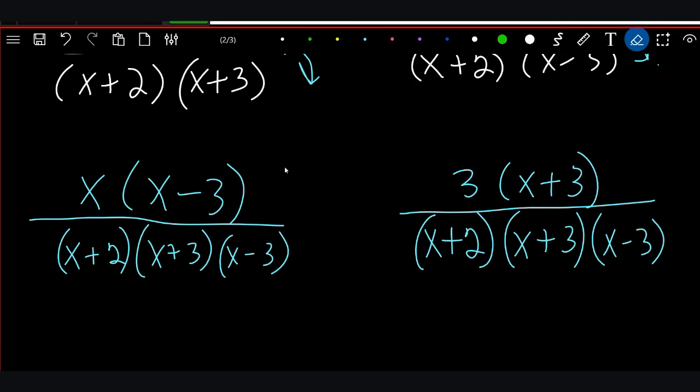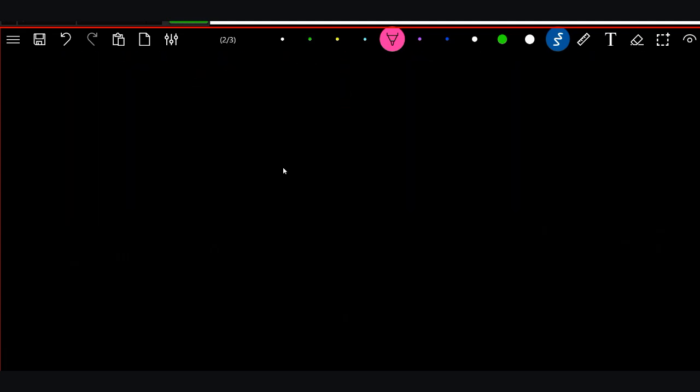X times x minus 3 over x plus 2, x plus 3, x minus 3. And then these are just separate. In the next lesson, we're going to be adding these. We're not adding right now. We're just doing two separate fractions, getting them to the LCD. All right, next one.